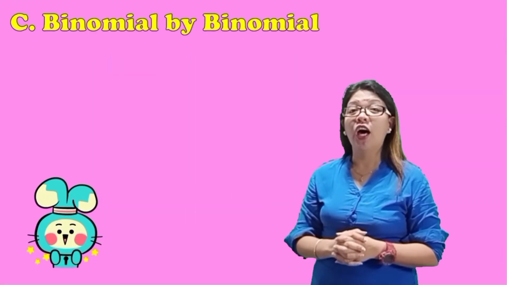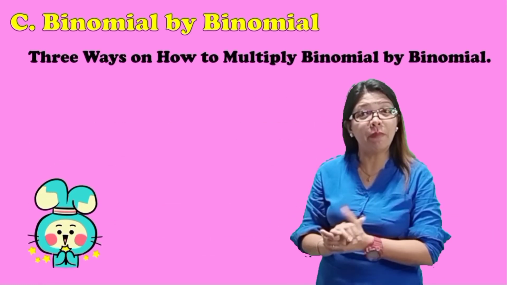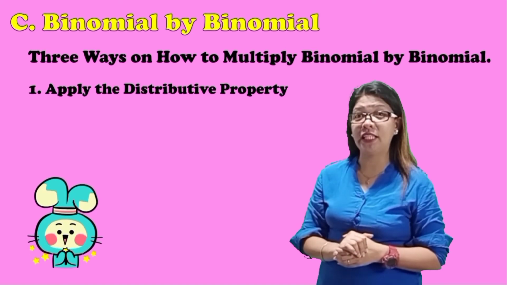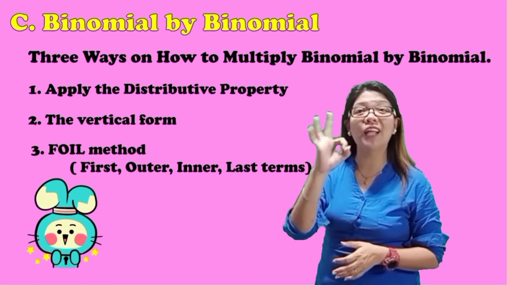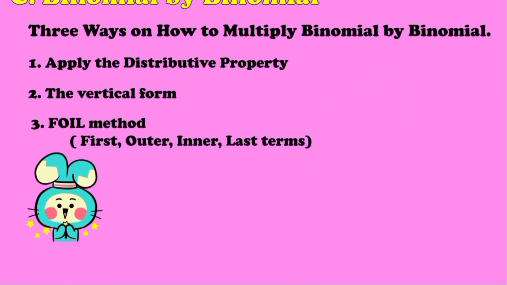Binomial by binomial. There are 3 steps on how to multiply binomial by binomial. Number 1, apply the distributive property. Number 2, the vertical form. And number 3, use the FOIL method.